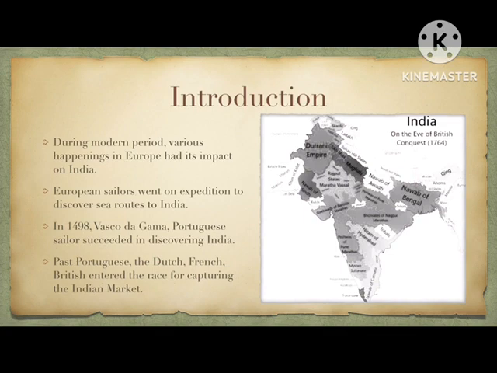We have seen that during the 15th century, European sailors went on expeditions to discover sea routes to India. In 1498 AD, the Portuguese sailor Vasco da Gama managed to sail past the Cape of Good Hope and reach the Indian coast at Calicut. Post Portuguese, the Dutch, French, and British entered the race of capturing the Indian market.